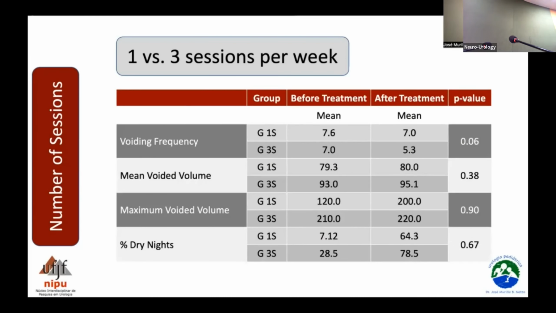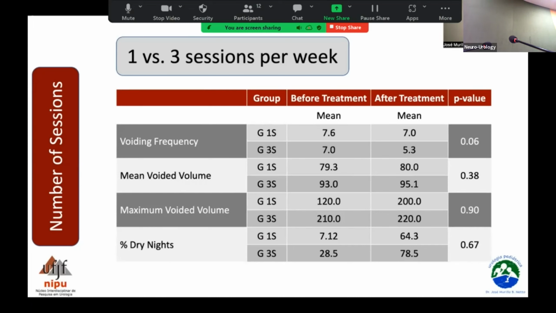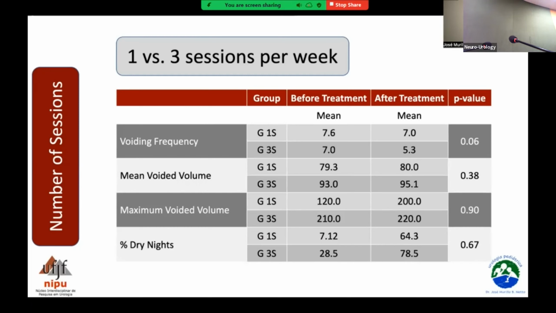Also in this study, we checked on voiding frequencies. It also was the same, although a little bit better in the group that received 3 sessions, but it was not statistically significant. Mean voided volume, maximum voided volume, and number of dry nights in those that also presented enuresis were not statistically different. Once again, 1 session and 3 sessions seem to be similar.